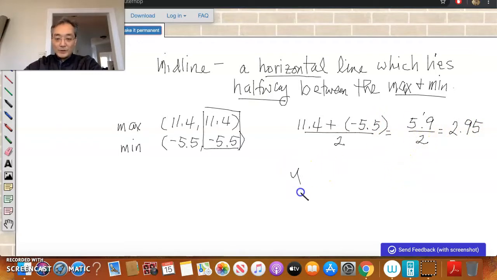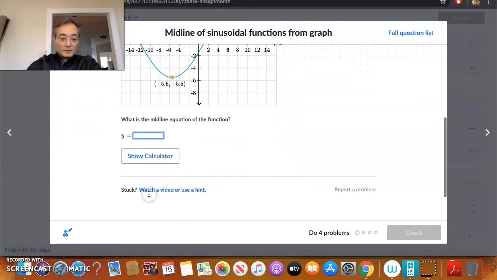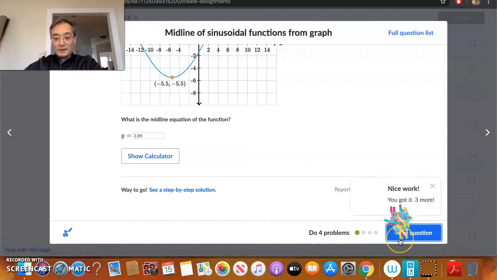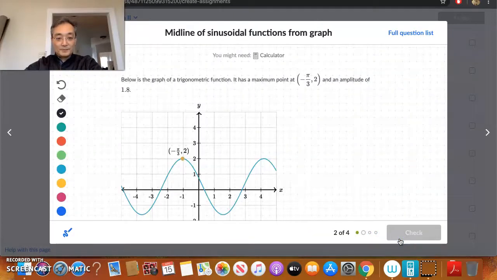So therefore, the equation of the midline is going to be y equals 2.95. Remember, all horizontal lines have the equation y equals. All vertical lines have the equation x equals, correct? In this case, it's a horizontal line, so it's going to have y equals 2.95. And that is correct. Okay, on to the next problem.